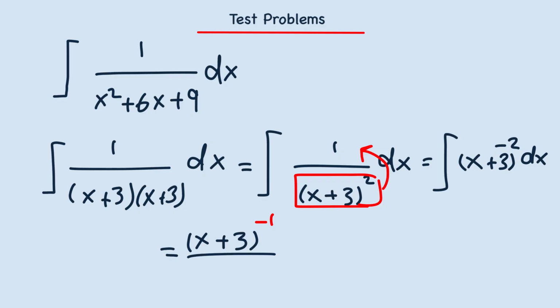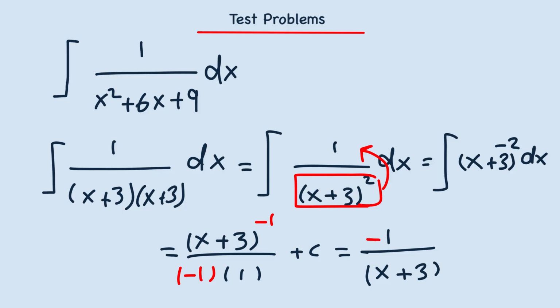Now I have to divide it by negative 1 and multiply it by the coefficient of the x, which is 1 in this case. And of course, plus c. Now, if you want to write it in the simplest form, it will be 1 divided by (x plus 3). And since we have a negative sign here, we should add negative 1 here, plus c. And this is the final answer.